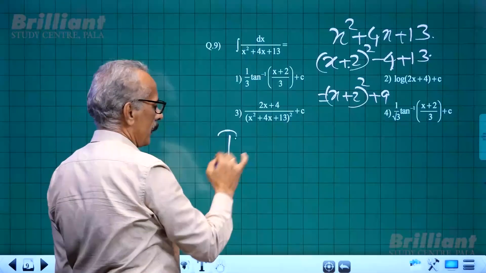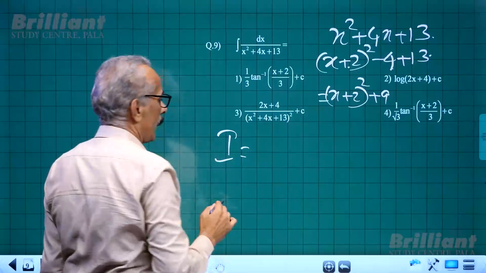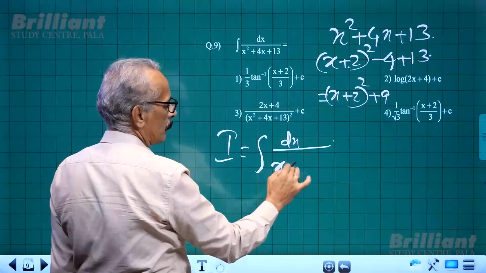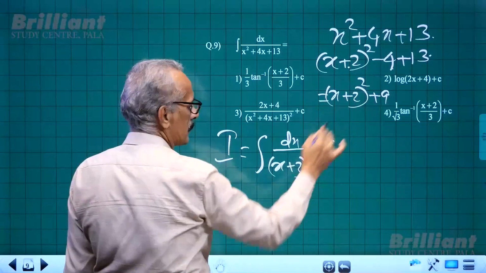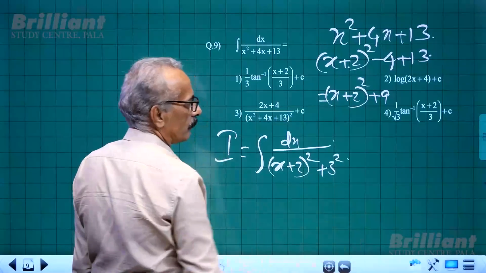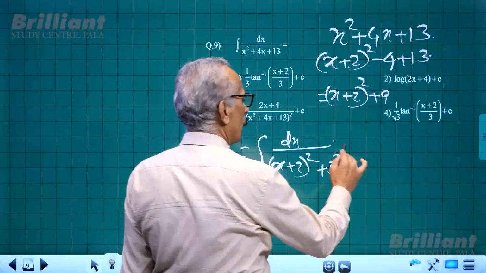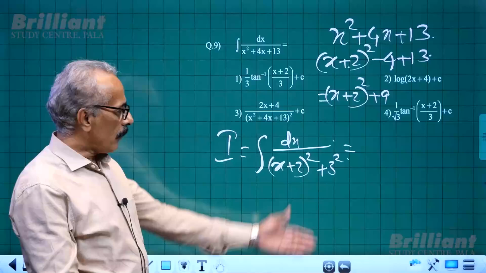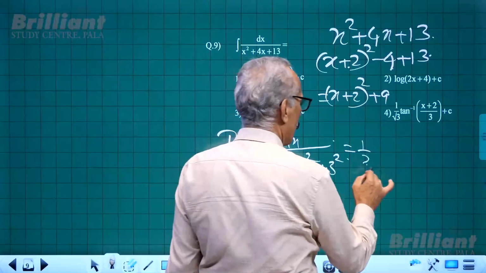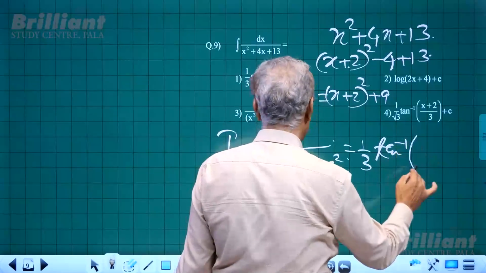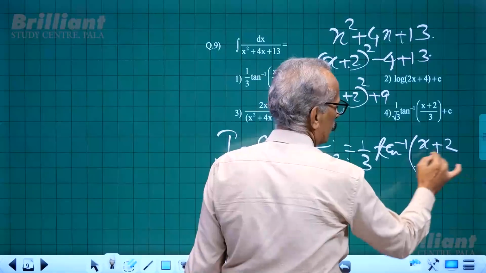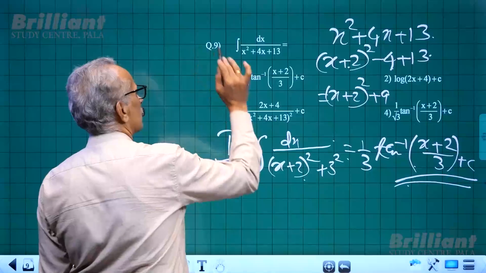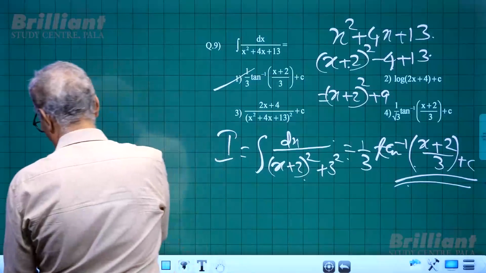Now look at your I. Your I will be the integral of dx divided by x plus 2 the whole square plus 9. 9 I write as 3 square. So we have 1 upon x square plus a square, our formula: 1 by a tan inverse x by a. So 1 by 3 tan inverse of x plus 2 by 3, plus c. So this is your answer. We'll move on to the next.